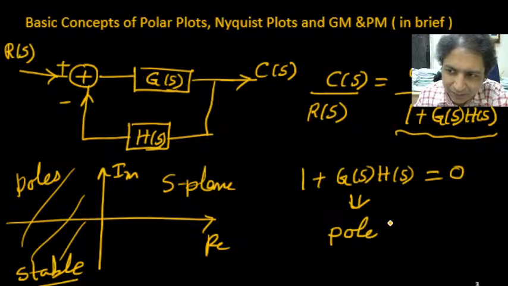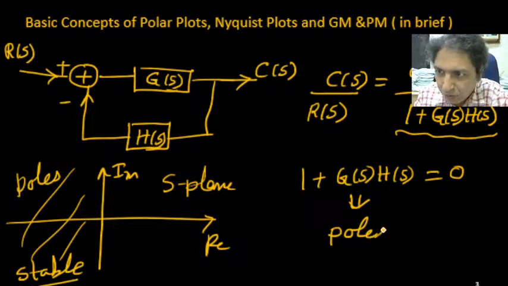Okay, so I'll take very few minutes only, 1-2 minutes, to discuss the basic concept of polar plot, Nyquist plot, gain margin and phase margin. Then we'll discuss the problems. So these poles we can find out. Now here we'll use polar plot and Nyquist plot to understand the stability of the system.